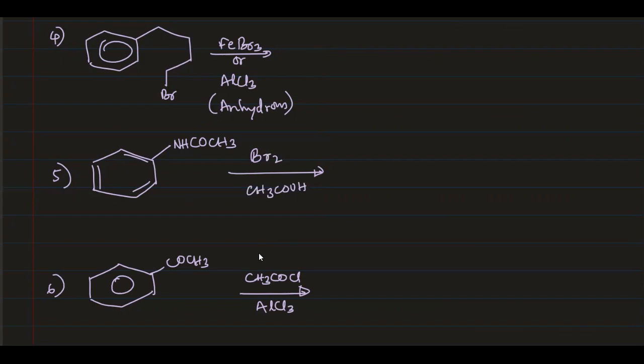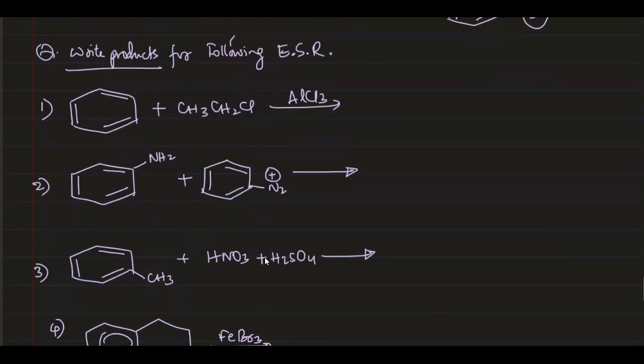So 6 questions I have given here. One by one I will solve it now. By default AlCl3 means they will give anhydrous AlCl3 only, because otherwise it cannot act as a Lewis acid. Only anhydrous AlCl3 will be Lewis acid. So basically we need a Lewis acid here.